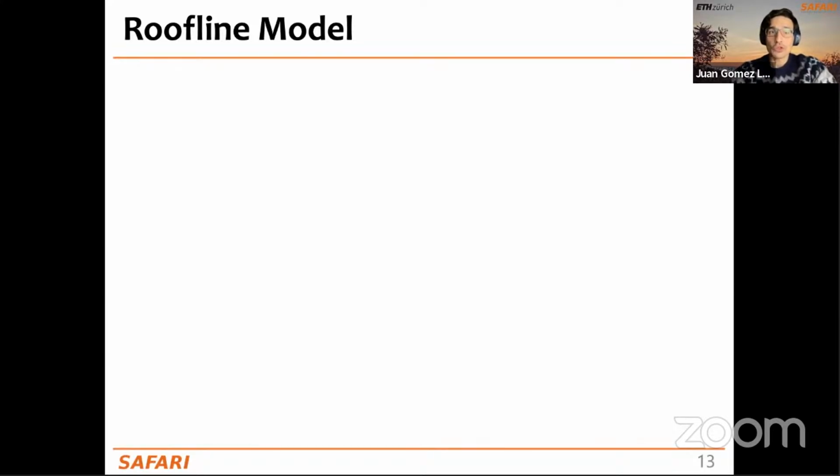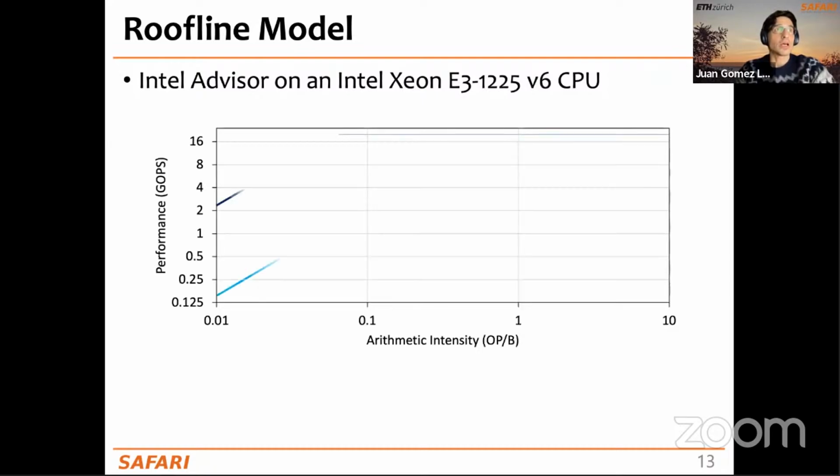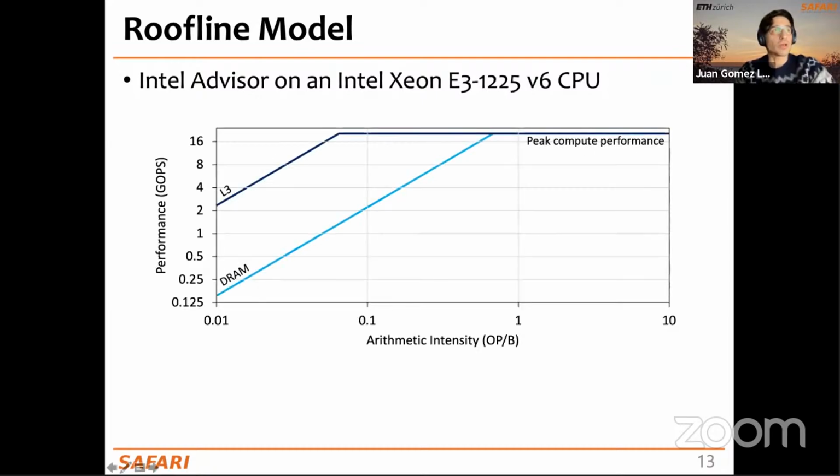So the first thing that I want to show you is that these benchmarks are memory bound in a processor-centric system. In order to do so, we use the roofline model. As you probably know, the roofline model represents the performance in operations per second with respect to the arithmetic intensity in operations per byte accessed from memory. And here we essentially have two roofs. One is the roof defined by the memory bandwidth, in this case the DRAM bandwidth.